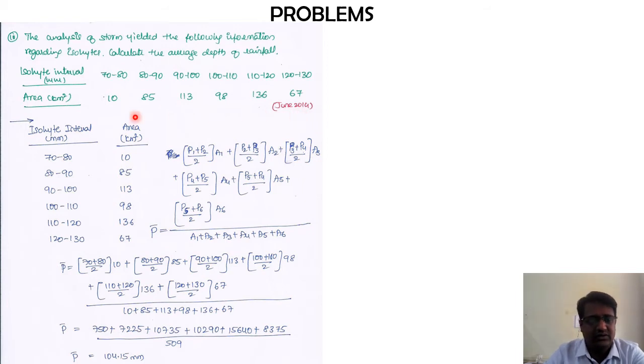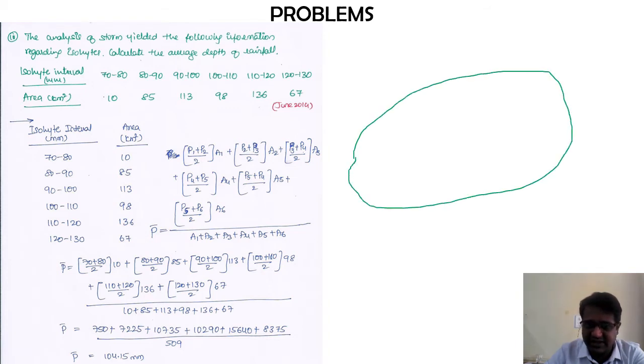Okay, so if you check out, they have given two things, isohyetal interval and area. So two things have been given, and the same things have been arranged in terms of columns. Okay, so now if you check this out, imagine this is your catchment area.